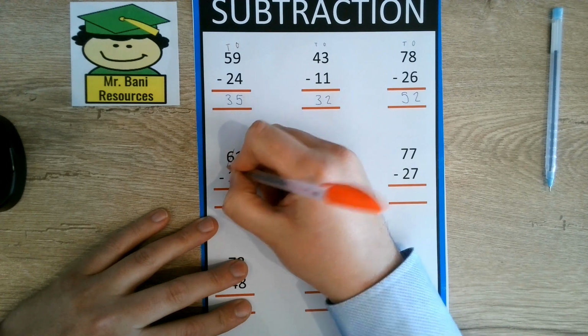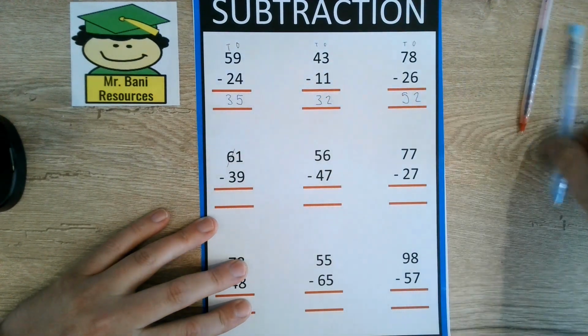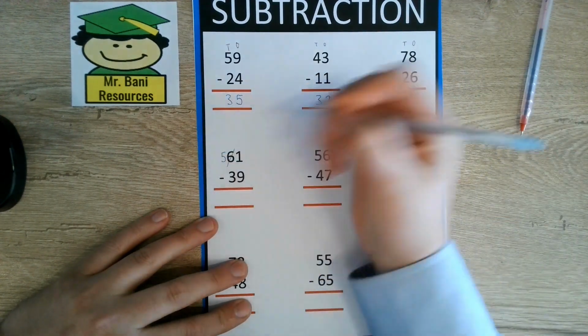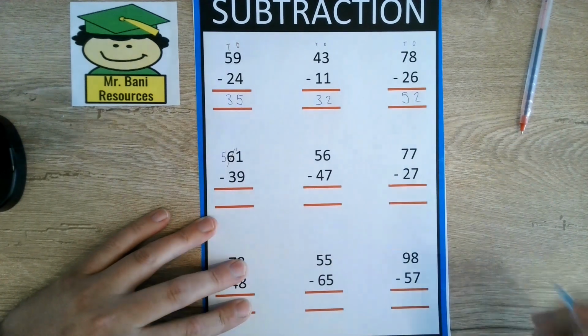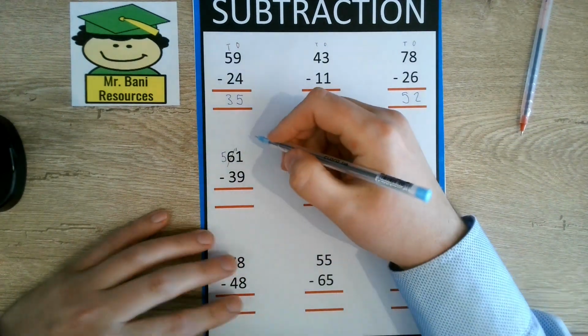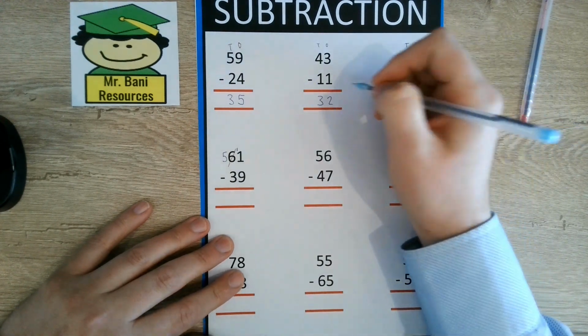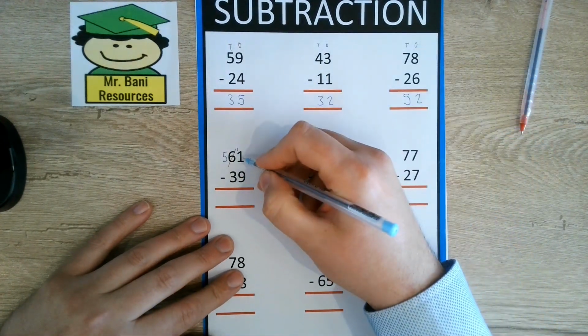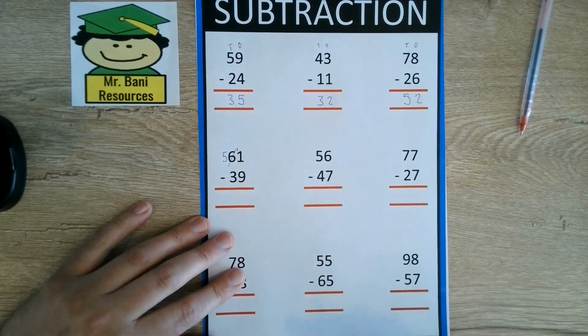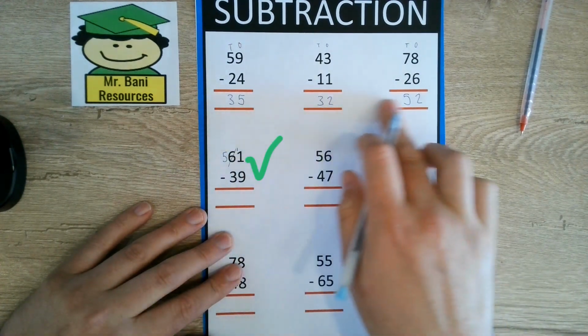Let's get rid of the 6, exchange it for a 5, and we can use that 10 to put here. So now it's not 1. What's my number now? 11. Is the top now bigger than the bottom? Yes. Good. Then let's proceed to what we did here.